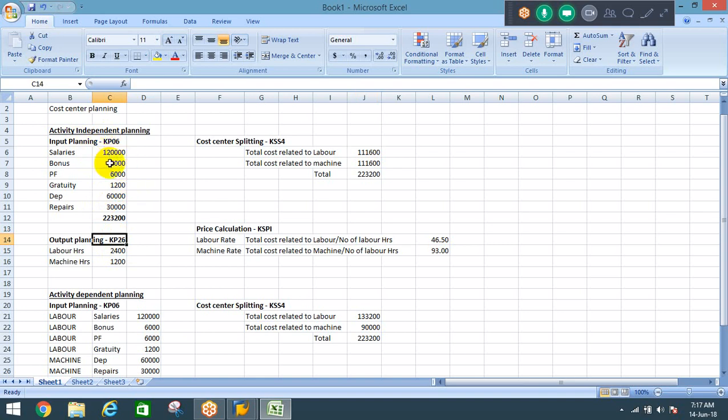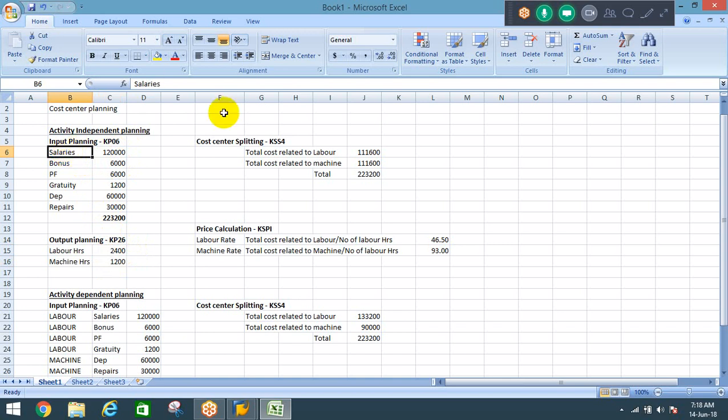When we do the input planning, how does the system identify that this cost element is related to this activity type? How will the system know? It cannot identify that this 1,20,000 is to be distributed to labor and this depreciation is to be distributed to machine, because there is no link between cost element and activity type.